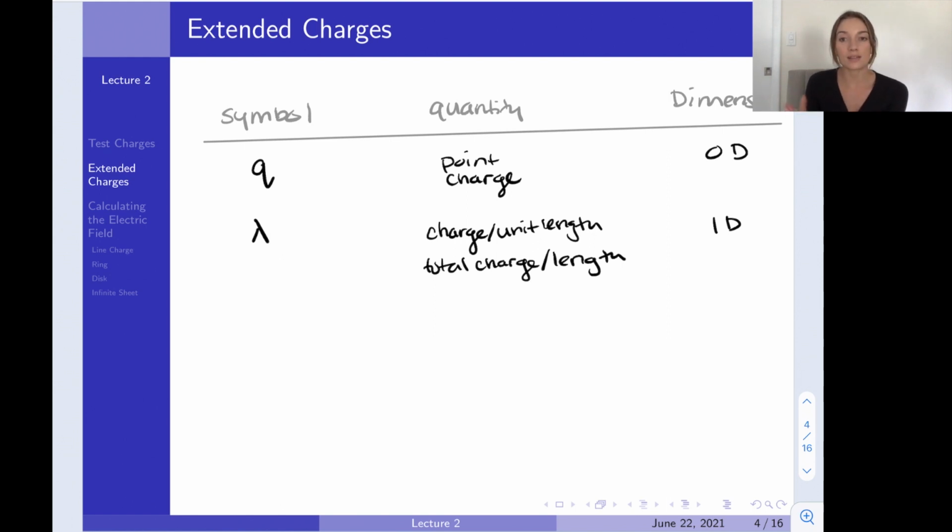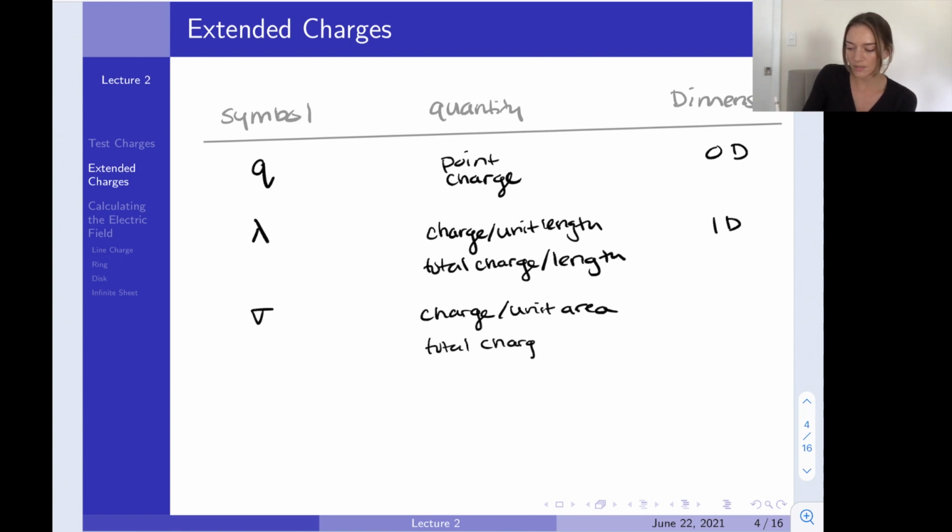Okay, then the next one is sigma. So sigma you will see referred to for surface charges. So this is the charge per unit area. So it's a surface charge density, or the total charge divided by the total area. So if you have a sheet, we'll be doing infinite sheets today. So if I have an infinite sheet of charge that, let's say, extends infinitely far in the y direction and infinitely far in the x direction, that's 2D, and it's infinitely thin in the z direction. So our sigma will refer to a 2D surface charge density.